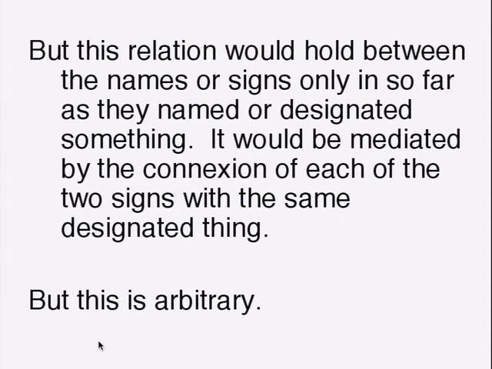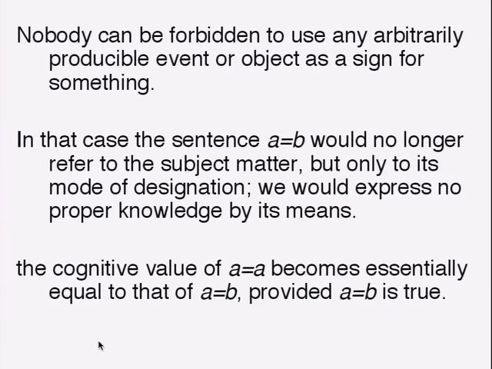One objection is, when you say the sign A refers to this object and the sign B refers to that object, that relation holds only insofar as you've got signs standing for things, but what sign stands for what thing is arbitrary. Any sign can stand for any object. So I'd just be telling you about the arbitrary fact that the sign "the morning star" stands for the same thing as the sign "the evening star." Frege says: "Nobody can be forbidden to use any arbitrarily producible event or object as a sign for something."